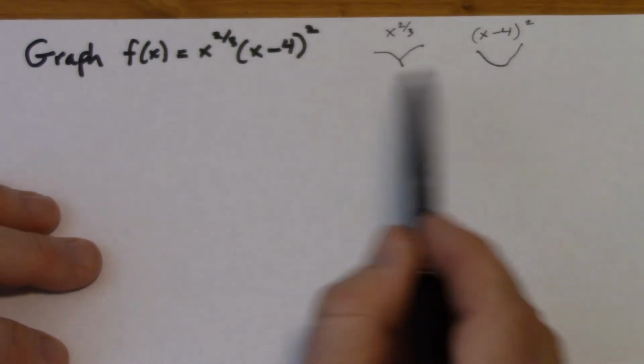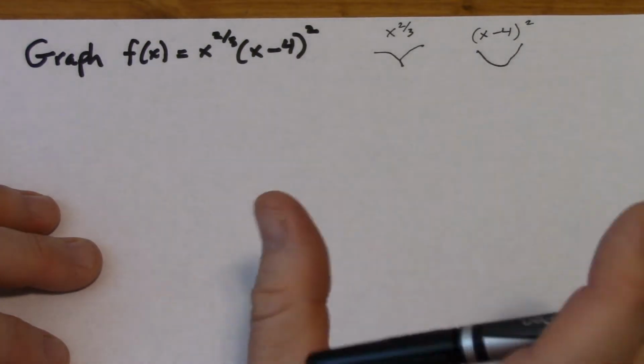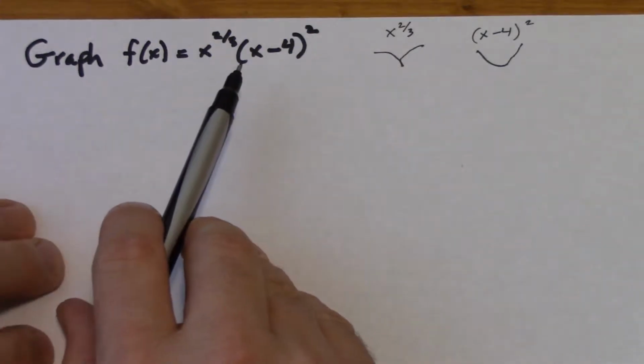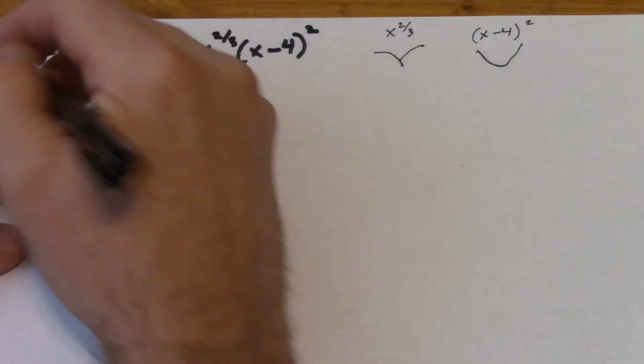Alright, so we're expecting 2 mins. Maybe this graph is upside down or something too, so we don't know yet. But that's sort of what we're going to expect. Okay, so let's get busy with the derivatives.